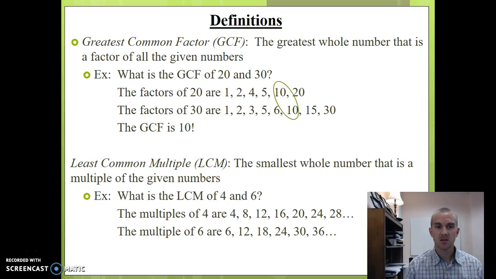And we can see that there's even multiples that are shared. We have 12 and 24, just to name two. And it could be many, many more. But we want the smallest one, or least, and in this case, that is 12. So the LCM is 12.